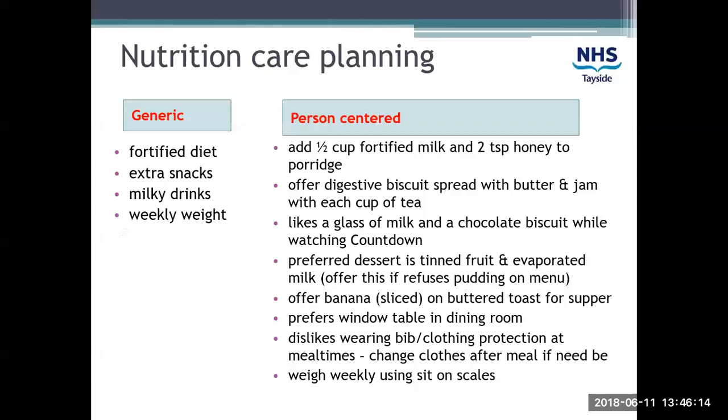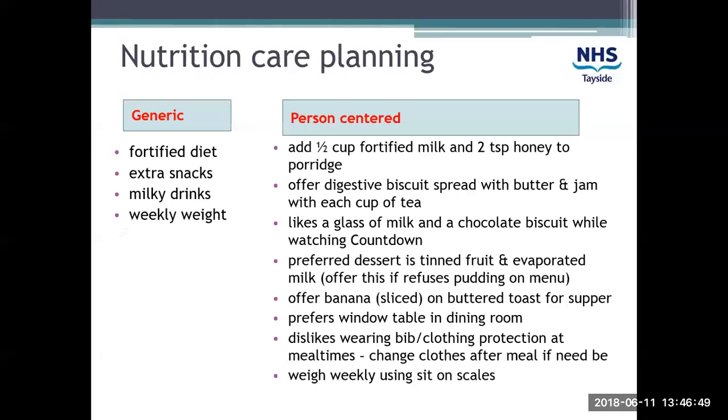Offering a digestive biscuit spread with butter and jam with each of their cups of tea. Again, that's much more person specific, and it's much more person centred. This resident likes a glass of milk and a chocolate biscuit while watching Countdown. It's very specific, and that helps staff, if staff are coming and going, to know exactly what that resident likes. Yeah. You can see a real difference between the two. Yeah. Absolutely. So kind of goes into a lot more detail. So that's really what we're looking at, is much more individualised care plans.